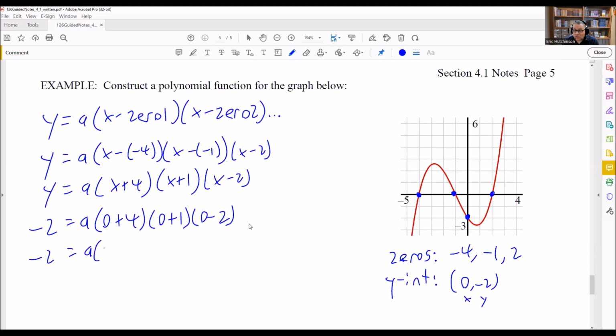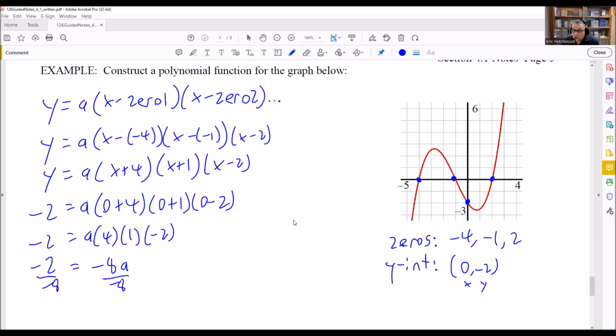So I have a times, this will be 4, and then I have 1, and then I have -2. I'm going to multiply all those together. -2 will equal a times, so I'm just going to multiply all this, and actually let me write the number first. If I do 4 times 1 times -2, I'm going to get -8. So that I can write as -8a. Then we just divide both sides by -8. And as a result there, that reduces to 1/4. Okay, so now I know my a value is equal to 1/4.